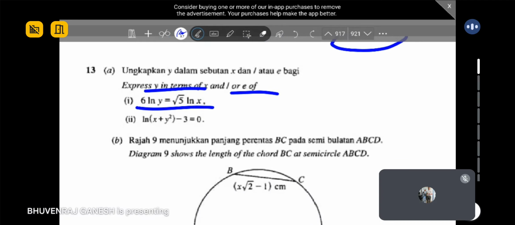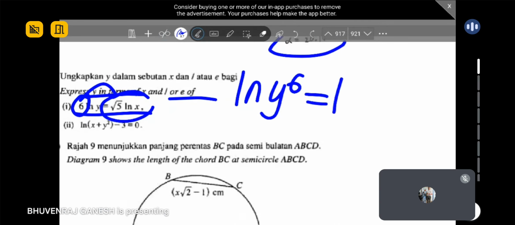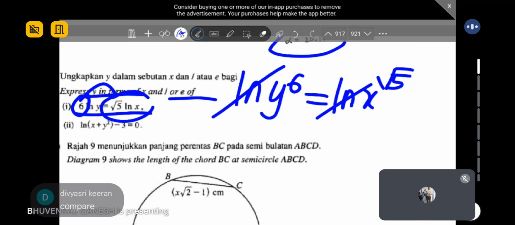Tak sangat susah. Okay? So now, first step, you just shift the power. This one, you can shift on top. Just bawa atas. And then this one, you also bring on top, bawa atas. The number in front, you can always become a power. Okay, guys, so you see log. What can I do, guys? Log sebelah kiri, log sebelah kanan, potong, that's all. Yes, just compare. So your answer get like this.